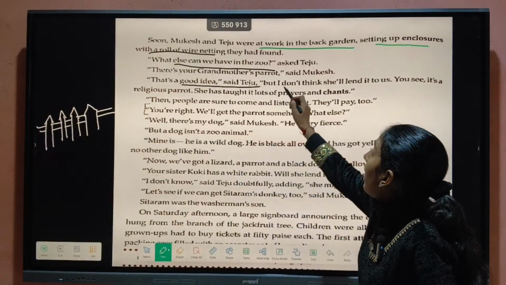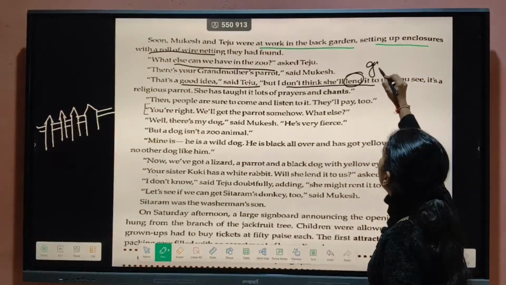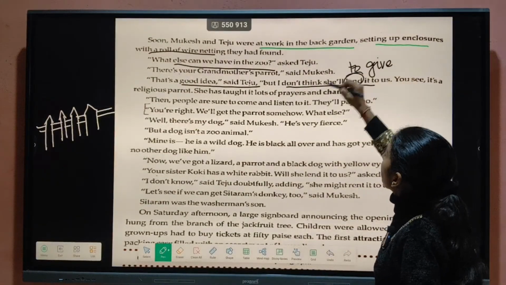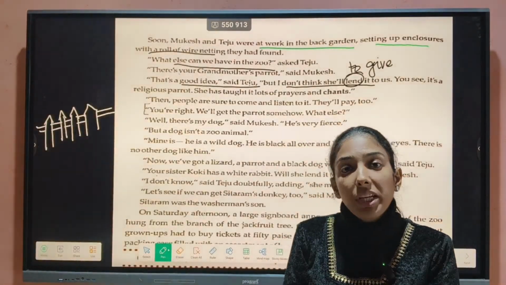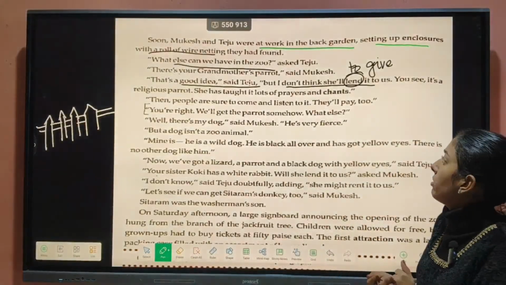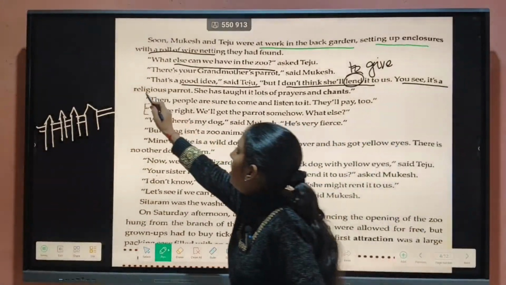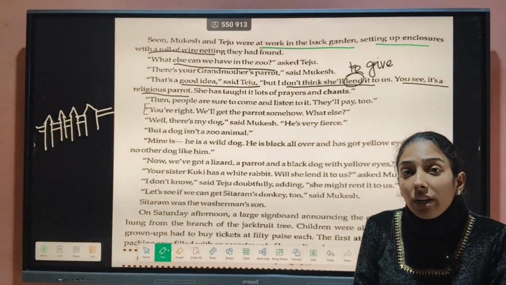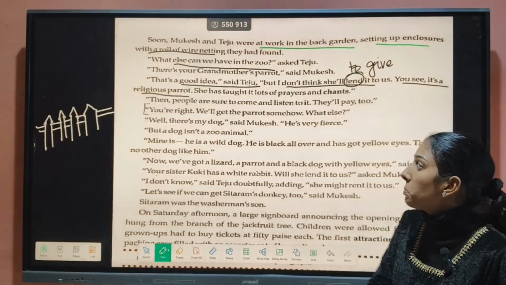Okay, but I don't think she will lend it to us. Lend means to give. Okay. Now Teju is saying that yeah, it's very good idea. We can bring that parrot, but my grandmother will not give it to us. She will not lend it to us. You see, it's a religious parrot. Why she will not give that parrot? Because that parrot is a religious parrot.